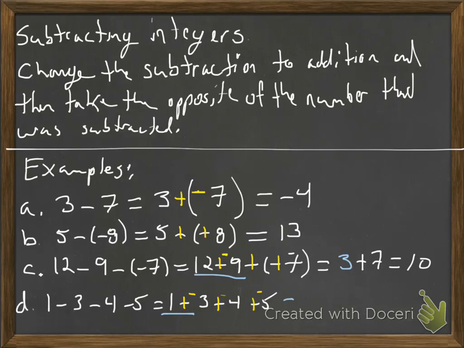Then I'm going to add the 1 and the negative 3, so that's going to be negative 2. And I'm going to add the negative 4 and the negative 5, which is going to be negative 9. And that will give me a negative 11 for the final sum of this problem.